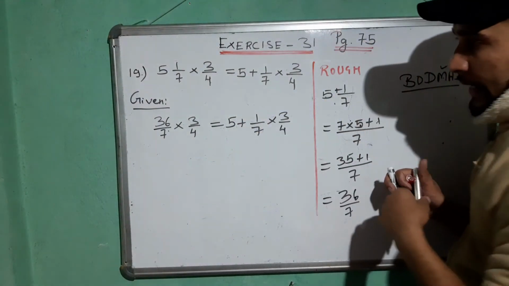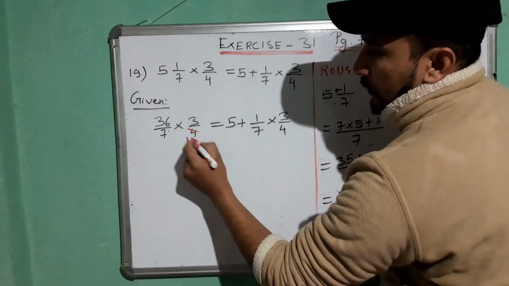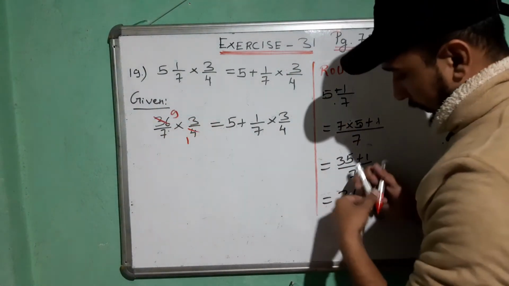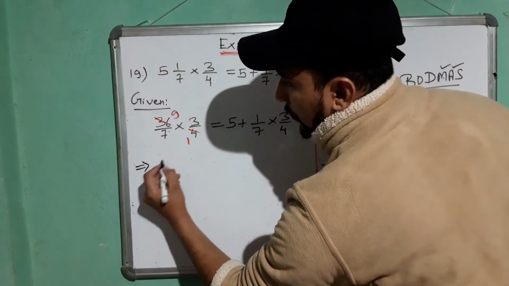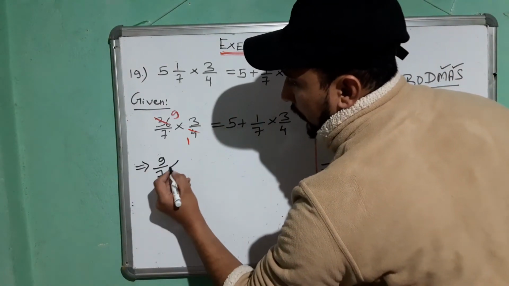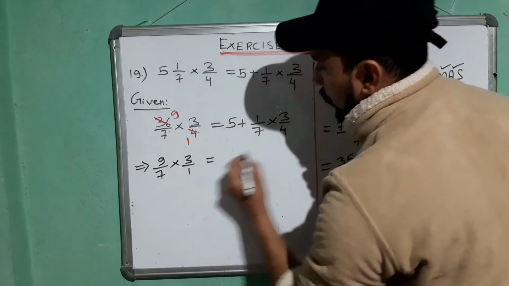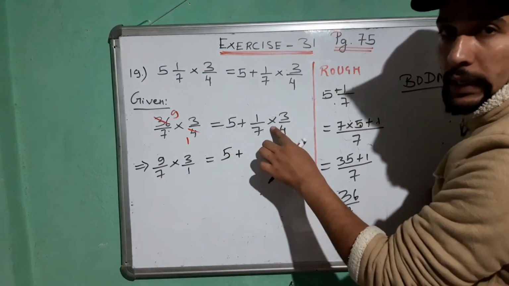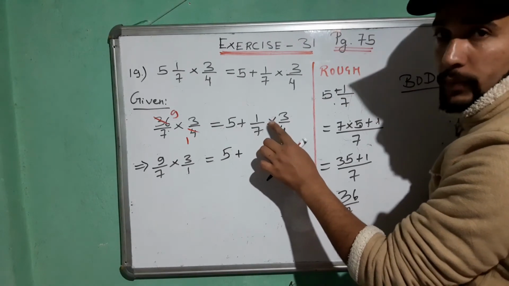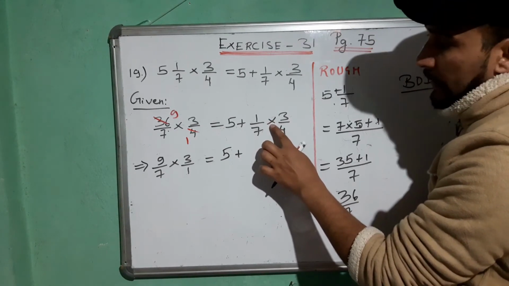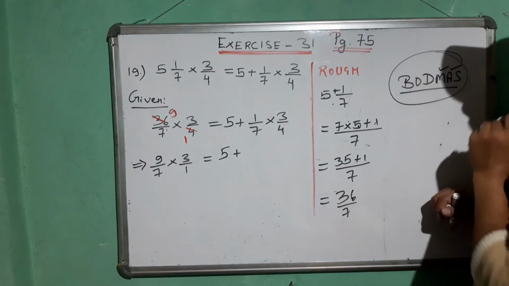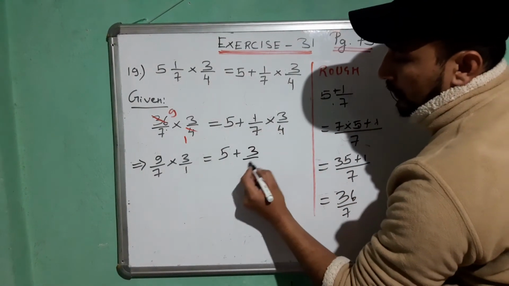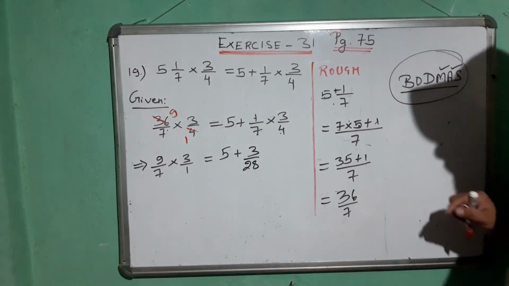So here you can cancel this. 4 1s are 4, 4 9s are 36. Now you cannot cancel again. So 9 divided by 7 into 3 divided by 1 is equal to 5 plus. Here you have plus and here you have the multiply sign. So you have to do multiplication first according to the BODMAS rule. So 1 into 3 is 3, 7 into 4, 7 4s are 28.